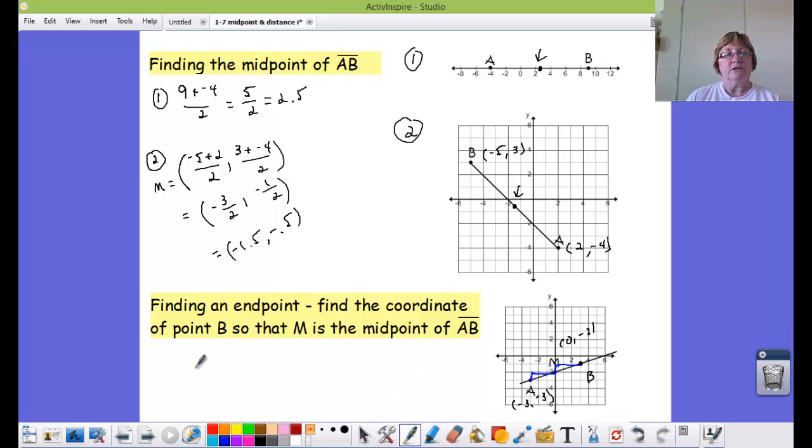This is a logical way of finding that midpoint, shown to me by a student many years ago. I've never forgotten it, and it's much easier to do this than to substitute into the formula. All right, we're going to go on and talk a little bit about distance now.